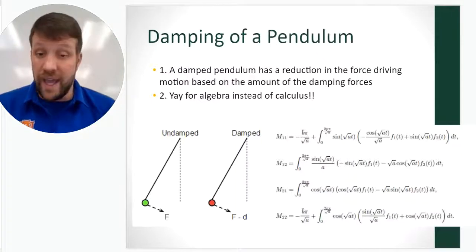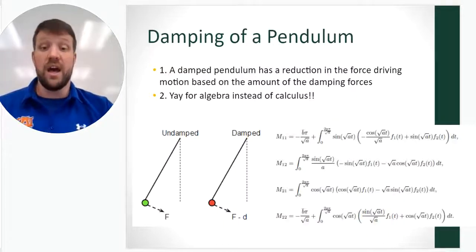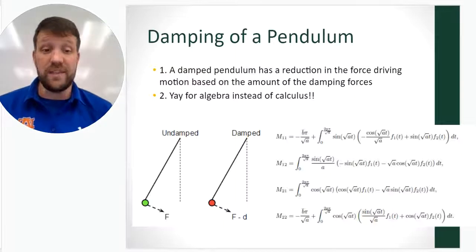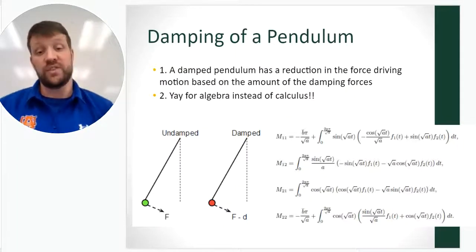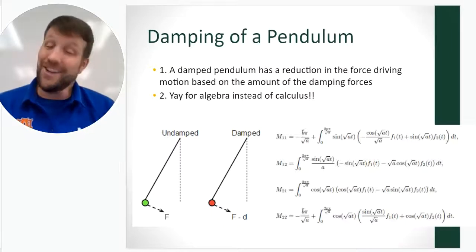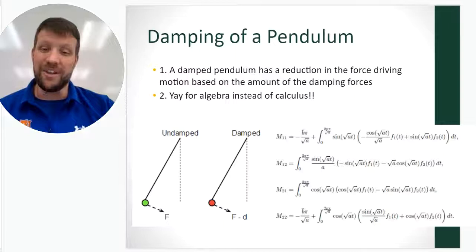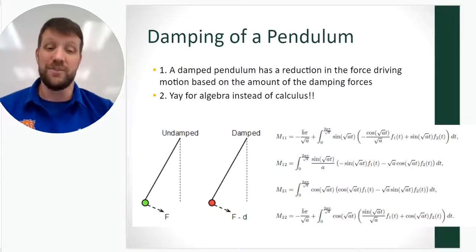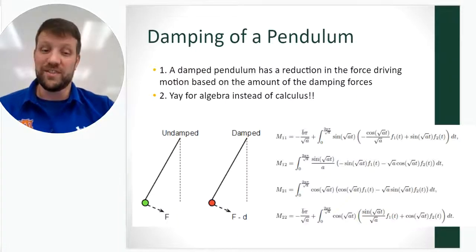And if we were to look at a damped pendulum here, if it's undamped, it's going to have a restoring force, just like we talked about, right? A damped pendulum has a reduction in the force that drives it based on all those different forces. And here is a way that you could calculate those damping forces if this was a calculus-based class, but it's not. This is AP Physics 1. It is algebra-based, so yay for algebra instead of calculus, one of the few cases where algebra is an easier math to handle when dealing with some of these forces.